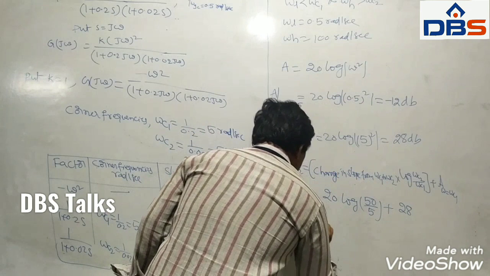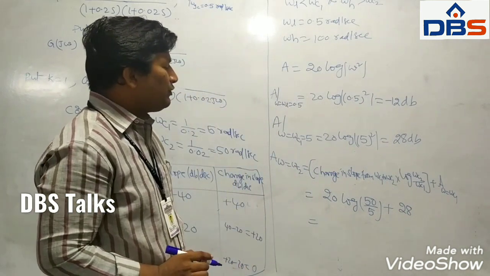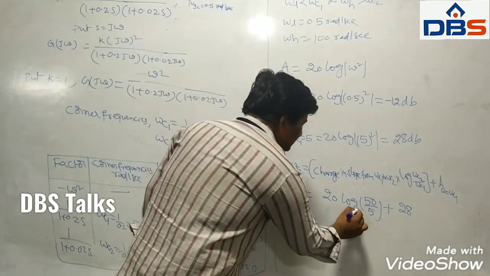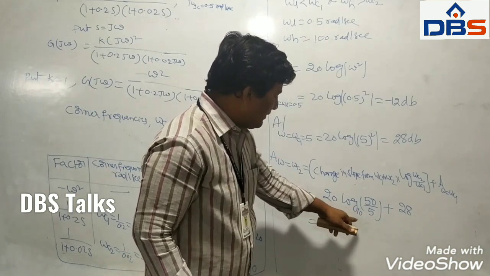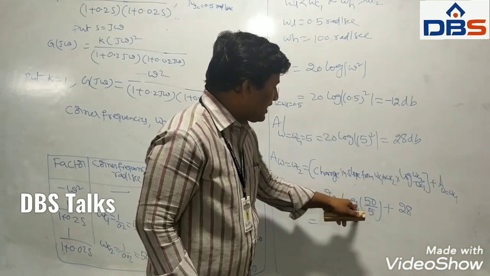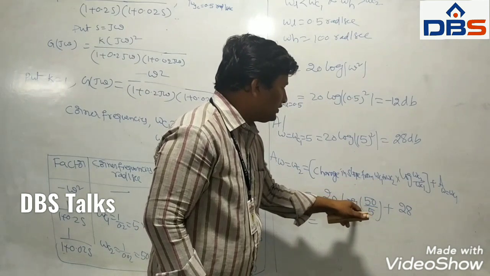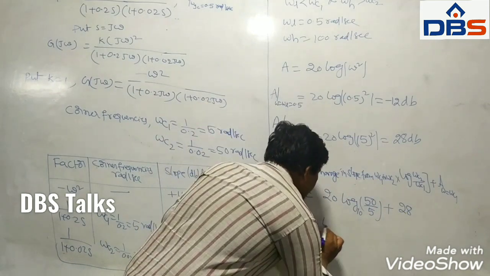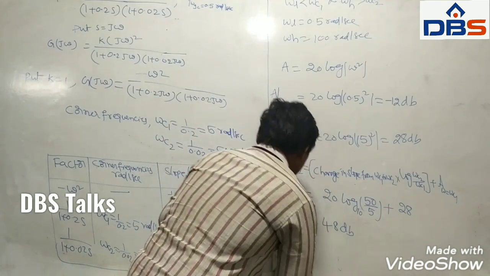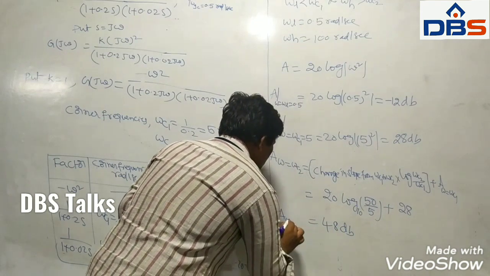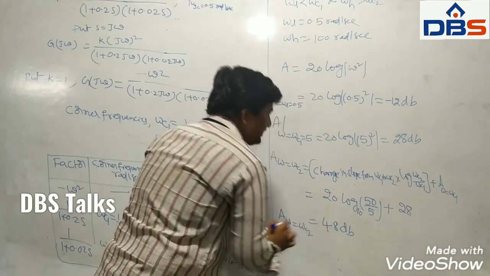You can calculate with the help of a calculator. So we are getting 48 dB because log 10 base 10. So 50 by 5 is nothing but log 10 base 10, and this value is 1. 20 plus 28, so 48 dB. So at omega equal to omega c2, it is 48 dB.